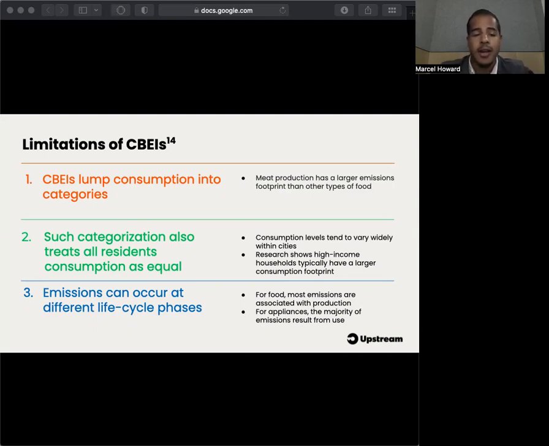And third, emissions can occur at different life cycle phases and this is not depicted through a CBI alone. For food, most emissions are associated with production, and for appliances, the majority of emissions result from use. So again, these distinctions can be very important when considering and prioritizing policy interventions and showcase the reasons for developing CBIs in conjunction with sector-based emissions inventories.